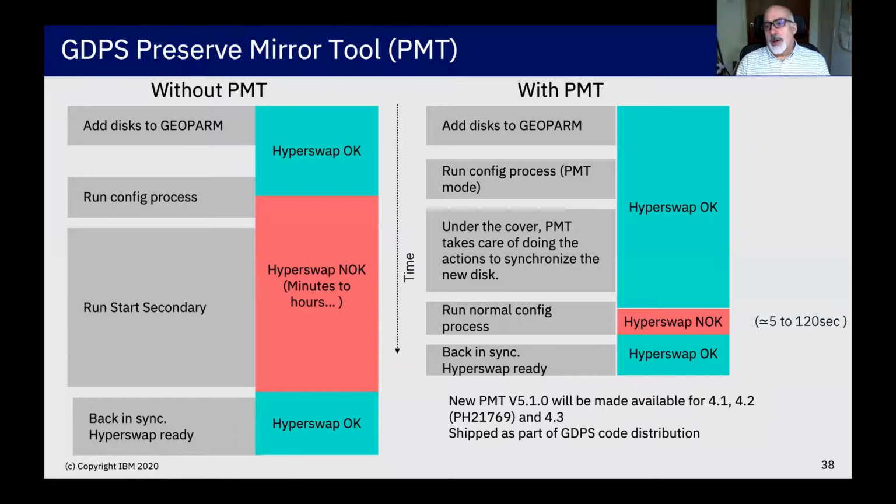This just gives you a schematic of how much saving there can be in time of which HyperSwap is not okay if you were to run a config to introduce new devices and then run start secondary. Start secondary being an asynchronous process, it clearly depends on how many devices you are adding as to how long it's going to take. But it just gives you an idea of how much saving, or potential for saving, there is using PMT.